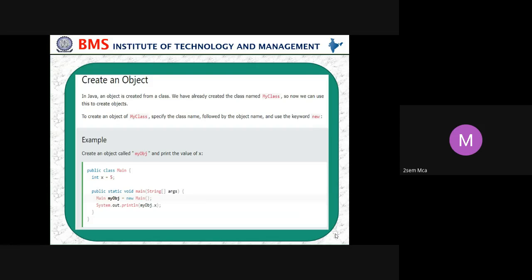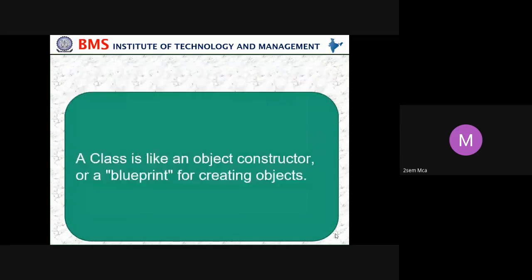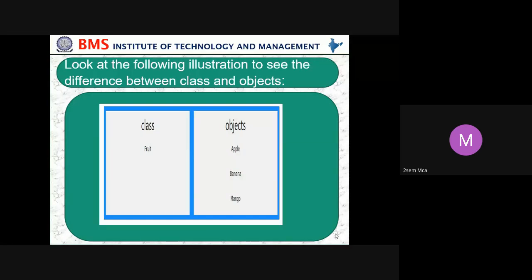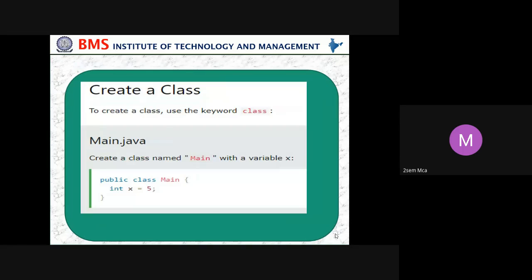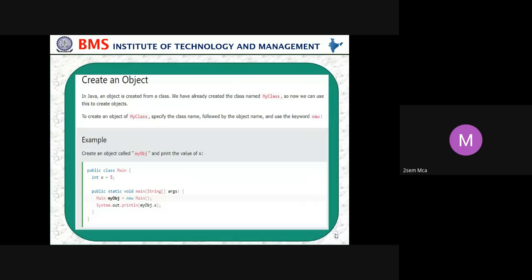Then how do we create an object? I just told you that class means fruit, object means apple, but this is okay for real time. When we come to programming, we should know how to create a class and how to create an object in Java. An object is created from a class. Here, fruit is a class, and from fruit we say whether it is an apple. In the same way, here we already created a class named my class, so now we can use it to create an object.